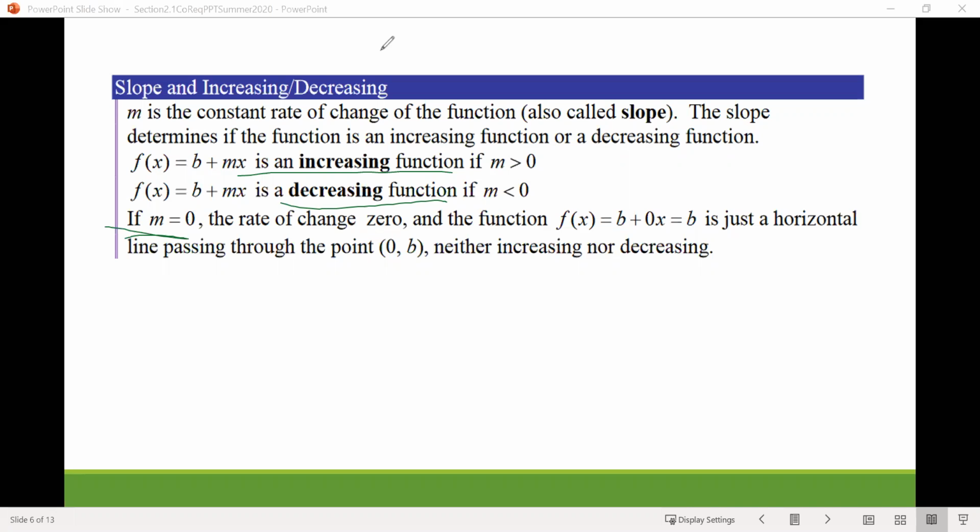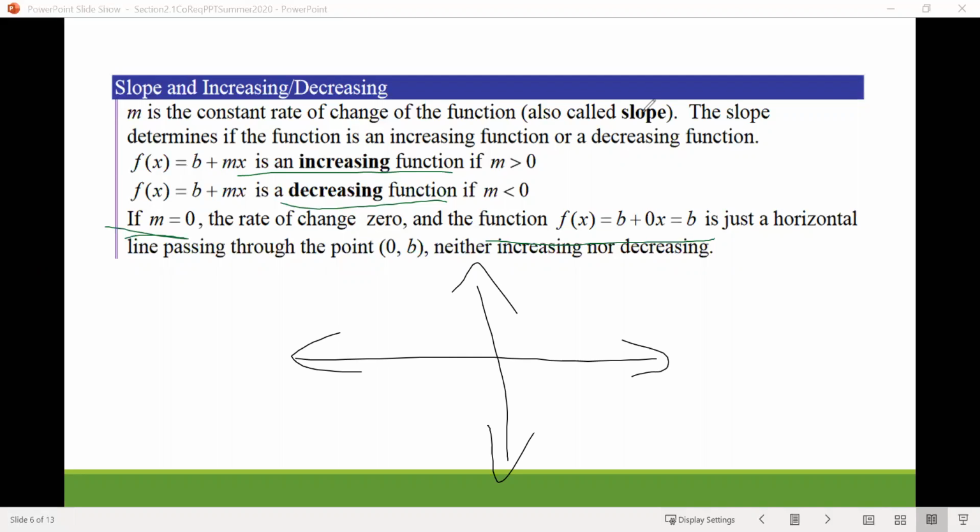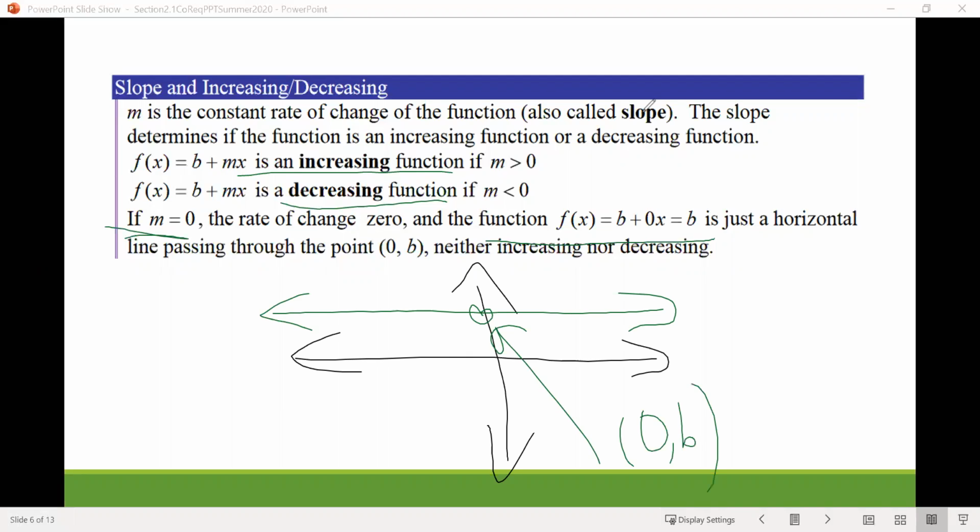And then if your slope is equal to 0, well, as we saw here, that gives us a function f of x equals b, which is just going to be a horizontal line passing through the point (0, b), neither increasing nor decreasing. Another way to say that, we know it's going to be a constant function where the graph is a horizontal line, and then we know that for any linear function, the point where it crosses the vertical axis right there is (0, b). Okay?